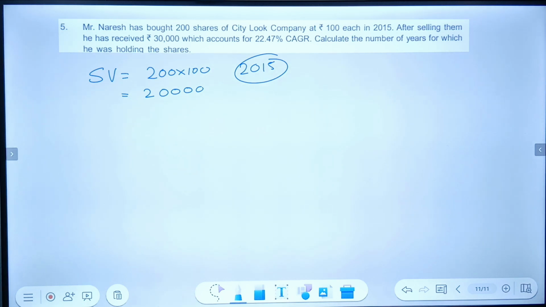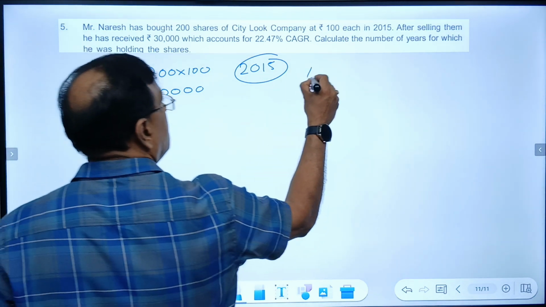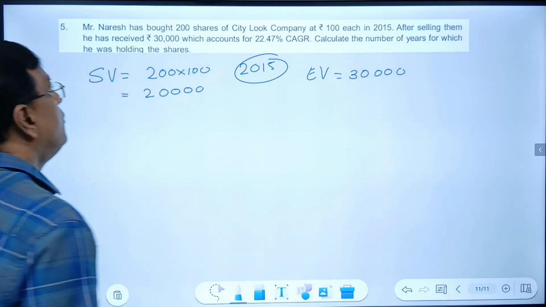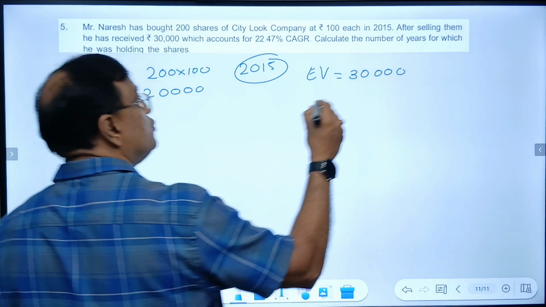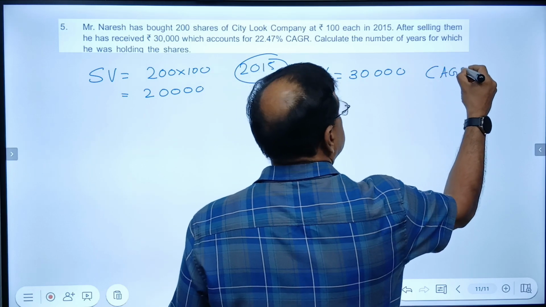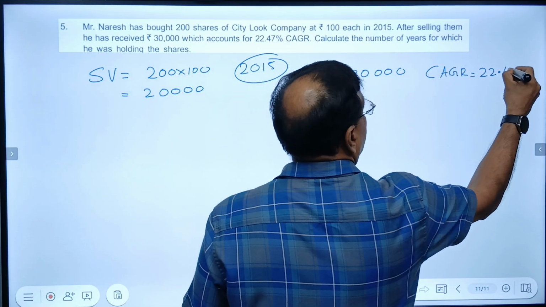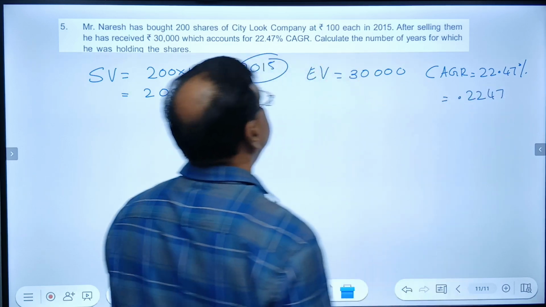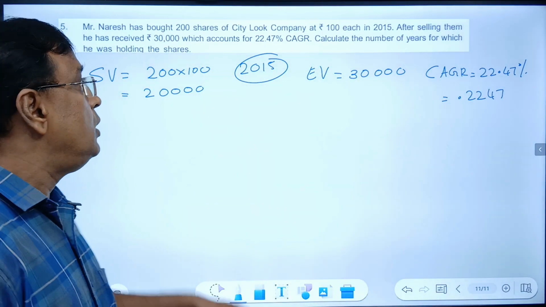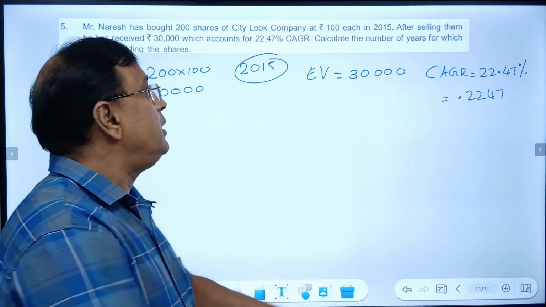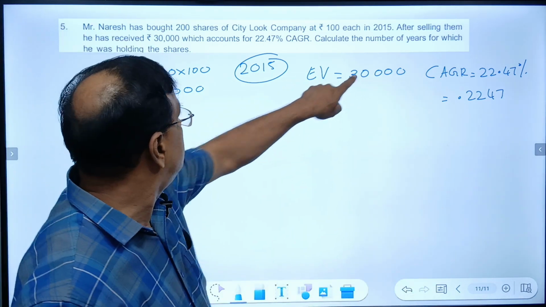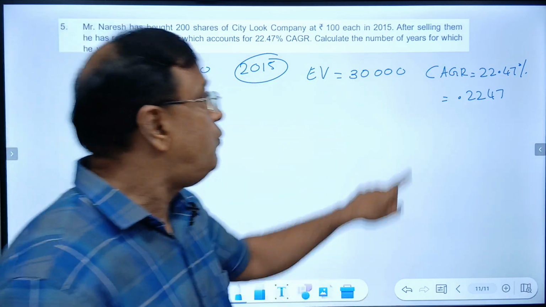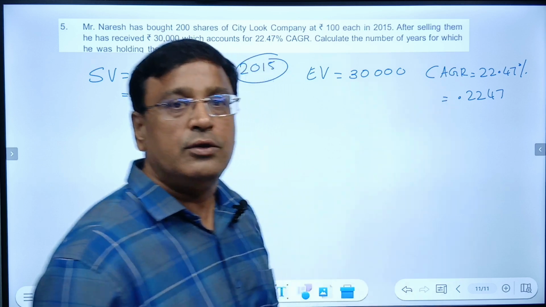After selling them, he receives, so this is the ending value, 30,000, which accounts to 22.47 CAGR. So my CAGR is 22.47%, or otherwise 0.2247. I want to know how long I should keep that money in the business so that I get this money. I invested this, but I am getting 30,000. How long should I keep this money for this growth rate to happen?